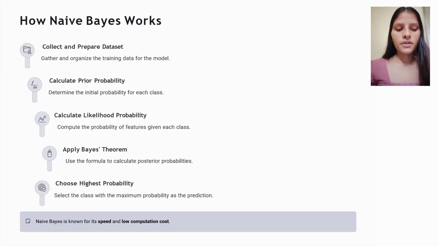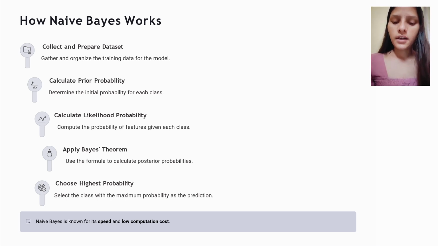So it actually works in steps. The first step is to convert the dataset into a frequency table. The second is to calculate the prior probability of each class. Then find the likelihood probability for each feature value given the class. The fourth step is to apply Bayes theorem to calculate the posterior probability for each class. Then select the class with the highest probability as the output. So essentially, naive Bayes compares the probabilities across all classes and chooses the one that is most likely to be true for the given input.